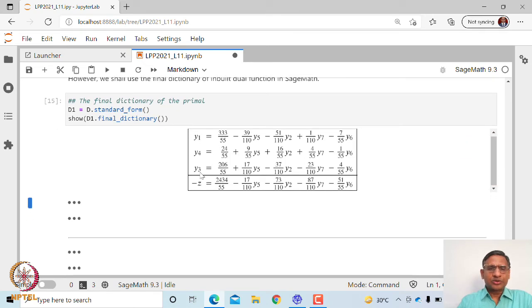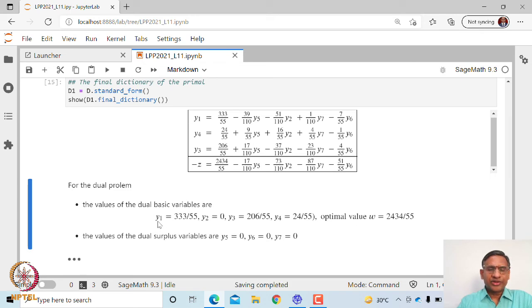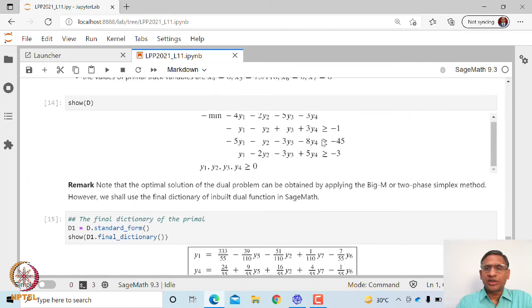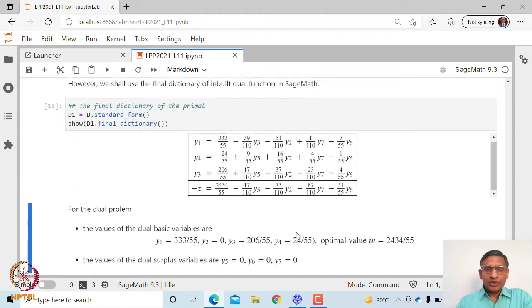Dual simplex problem. If you look at this final simplex table, in this case again you will see the values of the dual main variables y1, y2, y3, y4. y1 is this, y2 is 0, y3 is this one, y4 is this, and the optimal value is the same as the primal value, right? And the dual surplus variables, since the constraints are all greater than or equal to, are y5 equal to 0, y6 equal to 0, y7 equal to 0.